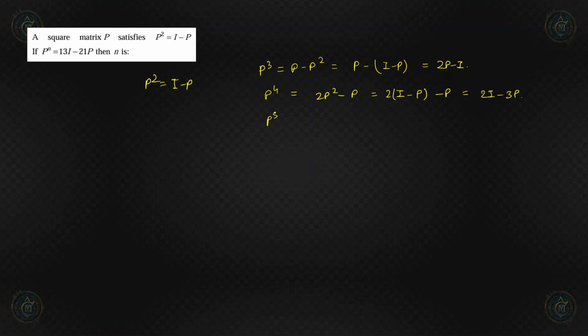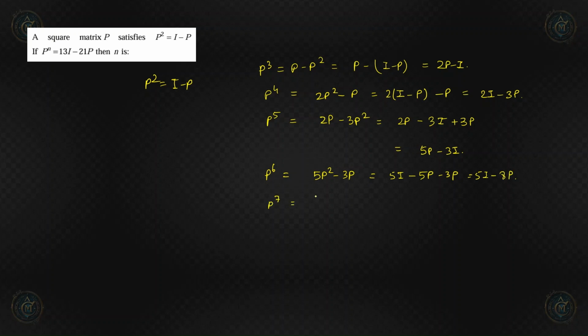So P to the power 5 will be this times P, so 2P minus 3P square, that is 2P minus 3I plus 3P. So this becomes 5P minus 3I. Then P to the power 6 will be 5P square minus 3P, that is 5I minus 5P minus 3P, that is 5I minus 8P.